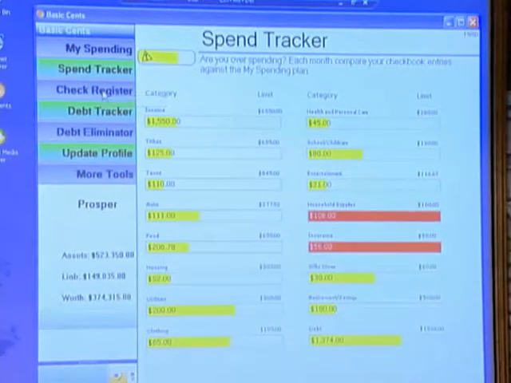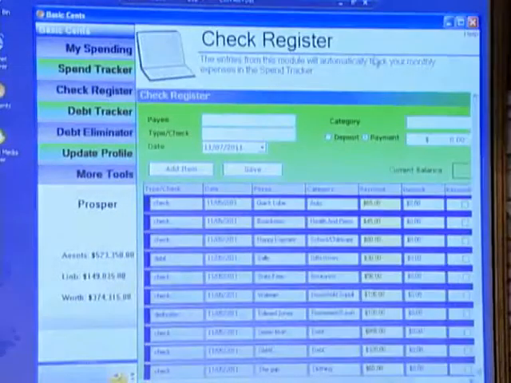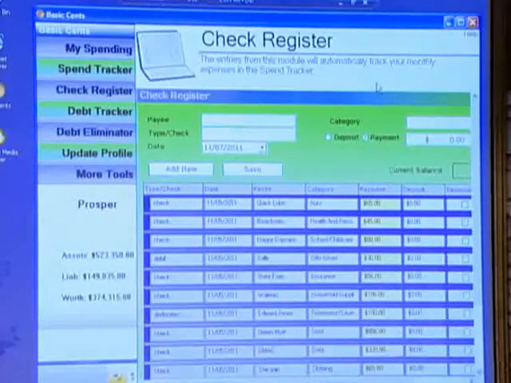Now, how do we know that? This is the check register. The entries from this module will automatically track your monthly expenses in the spend tracker. The spend tracker, where we had the yellow and the red, the one we just looked at, okay? How does that happen? How does it know to do that? Because you've put what you've actually spent in the check register.